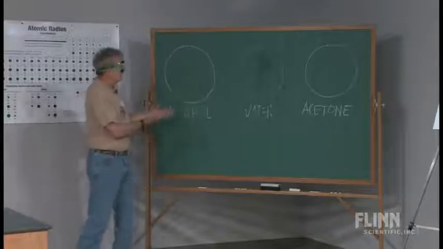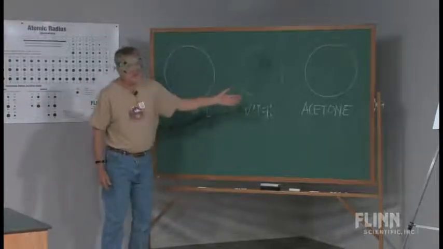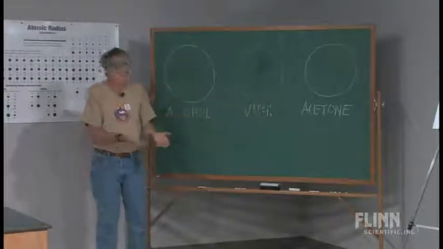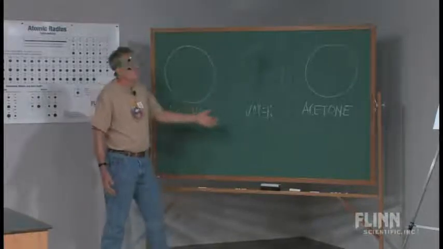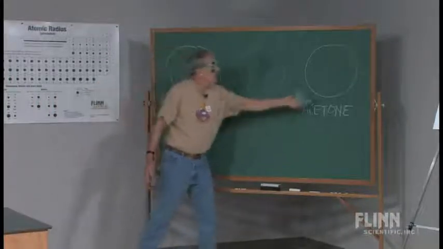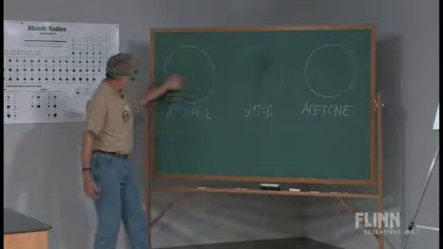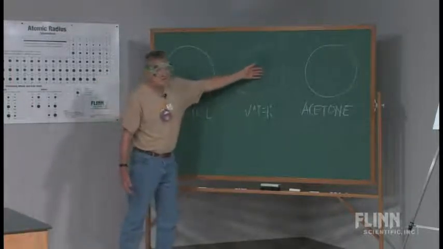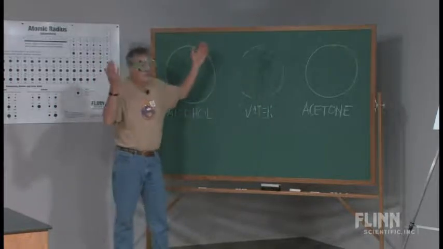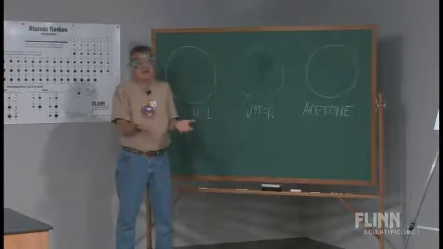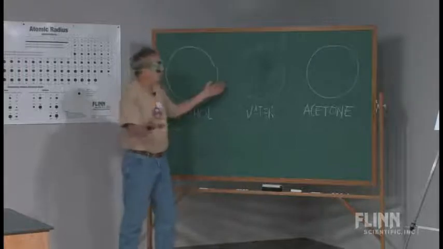So at this point, maybe all you're trying to illustrate here is rate of evaporation. Some liquids evaporate faster than others. Acetone evaporates faster than water and alcohol. Alcohol evaporates faster than water. That may be where I want to stop. If all I'm talking about is volatility of liquids, I'm done.